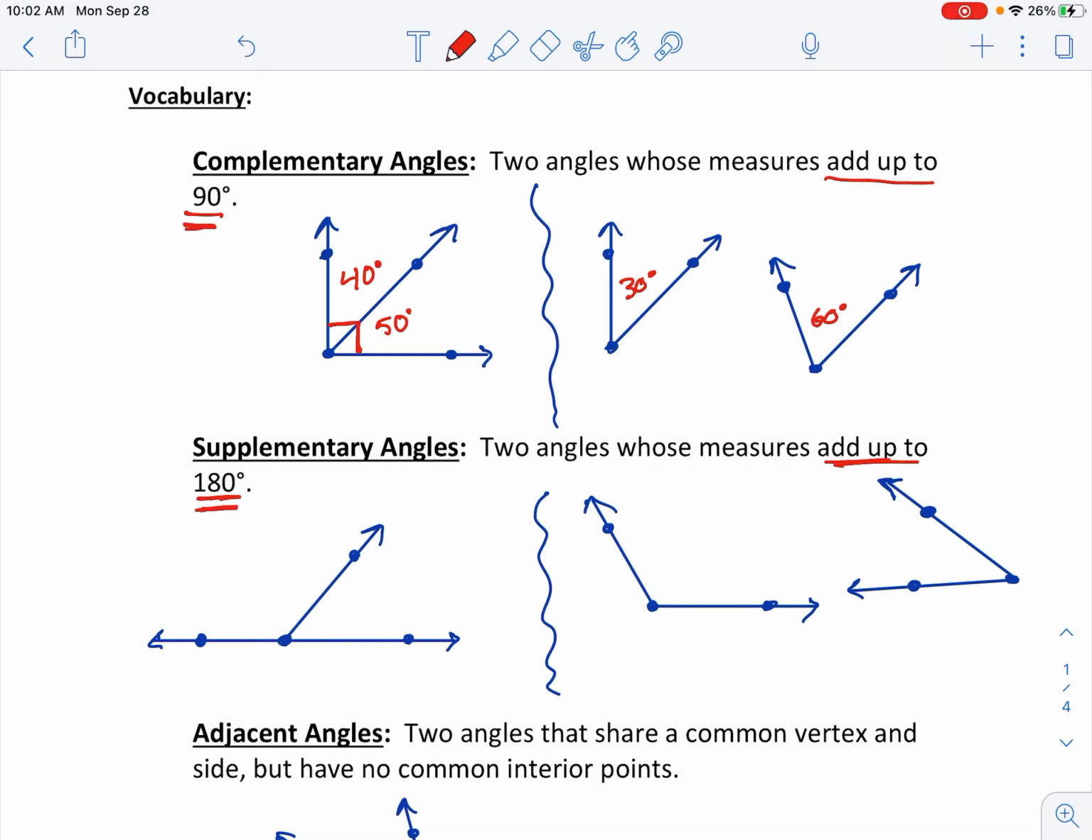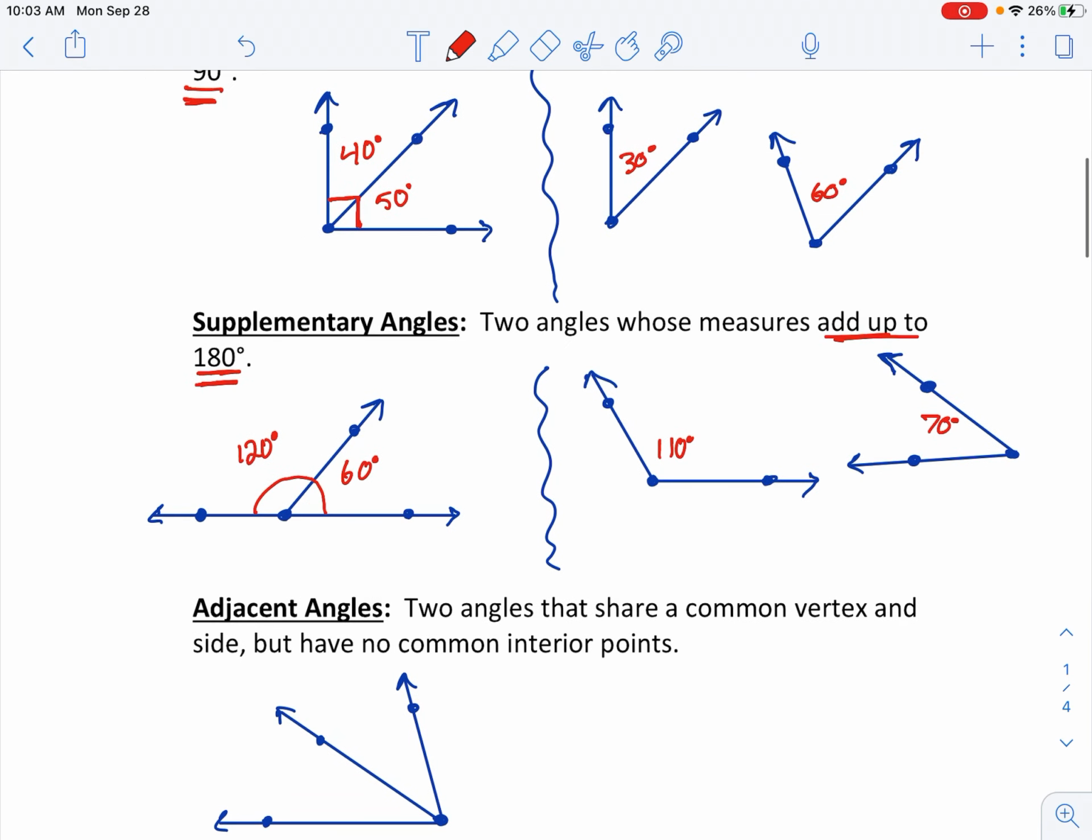So picture-wise, instead of a right angle, it's going to form a straight angle. This bigger angle here is a straight line, a straight angle. If we were to say this was 120 degrees, then this one would have to be 60 degrees. They add up to equal 180. They do not have to be connected, which again, we're going to have a word for. It's called adjacent. We could say that this one is 110 and this one is 70. 110 plus 70 is 180, so we would call them supplementary because they add up to equal 180 degrees.